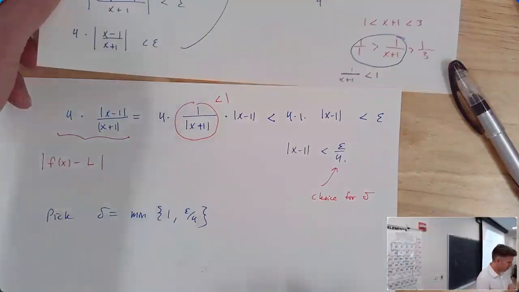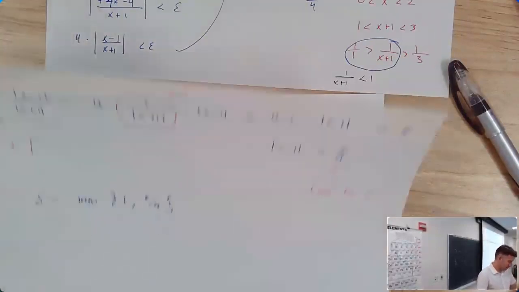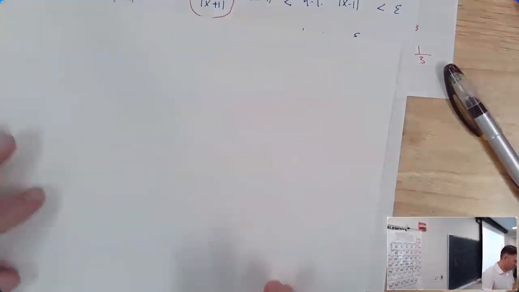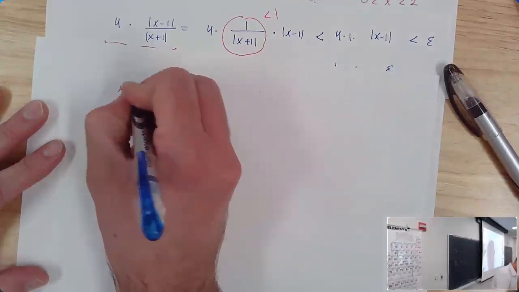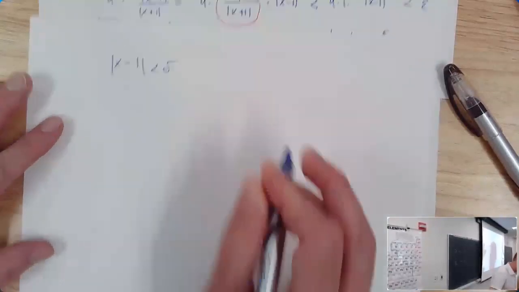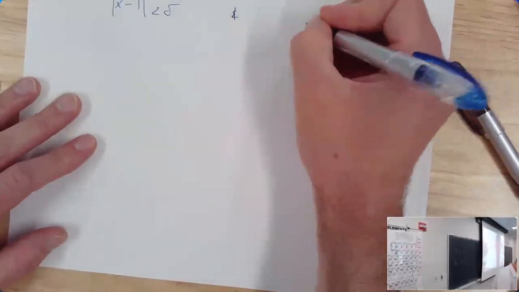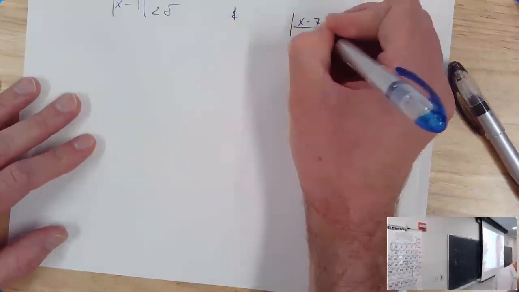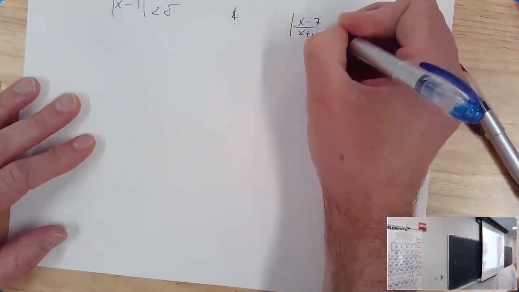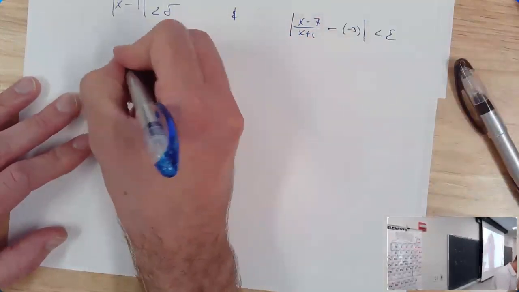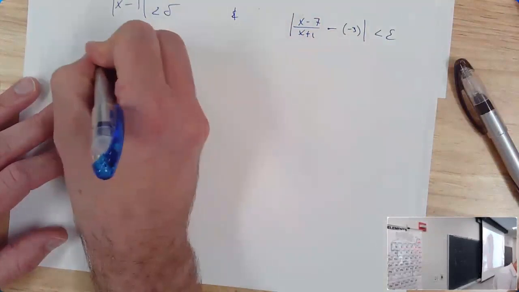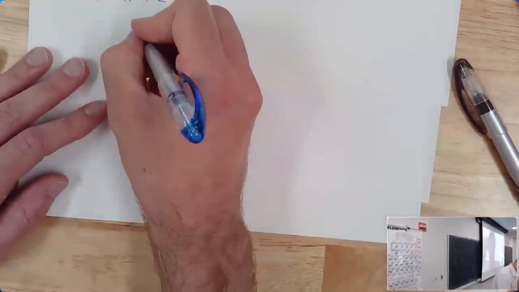Sure. So the way we would do it the other way is we would start with these 2 things: we want the absolute value of x minus 1 to be less than delta, and we want the absolute value of (x minus 7)/(x plus 1) plus 3 to be less than epsilon. So we work on this. x minus 1 is between negative delta and delta. We add 1 to both sides.